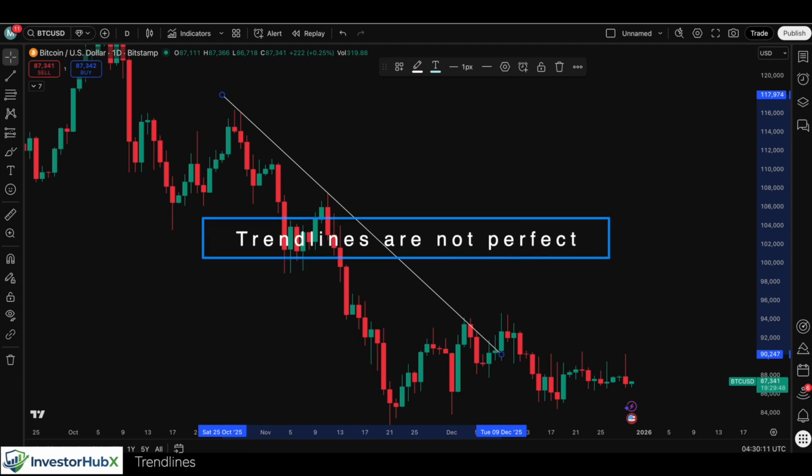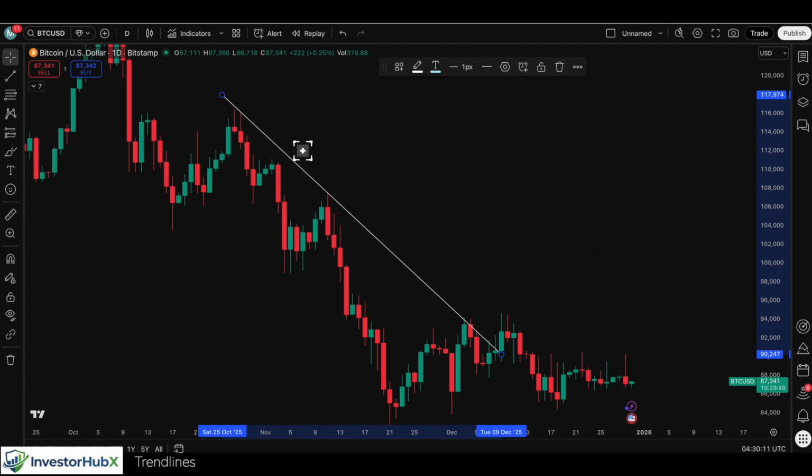Sometimes trend lines are not perfect. Not every swing high or swing low will touch the line exactly. That's normal. The goal is to draw your trend line so it connects the majority of the important points, even if a few candles sit slightly above or below the line.